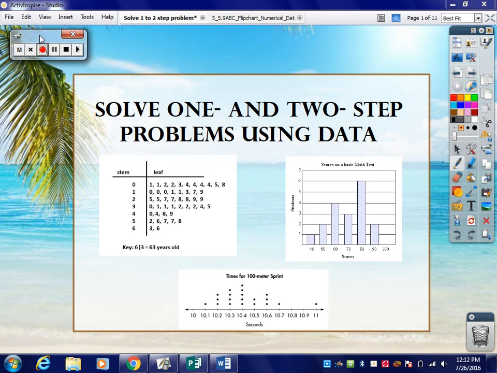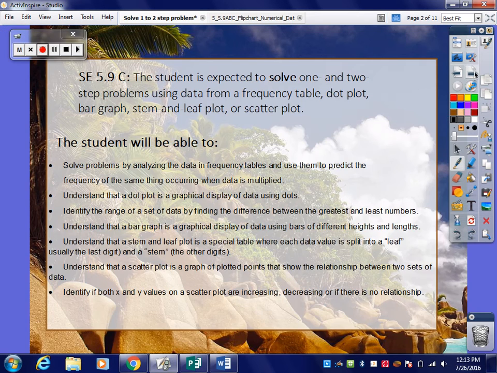Today we are going to solve 1- and 2-step problems using data. Our TEKS is 5.9C. The student is expected to solve 1- and 2-step problems using data from a frequency table, dot plot, bar graph, stem-and-leaf plot, or scatter plot.